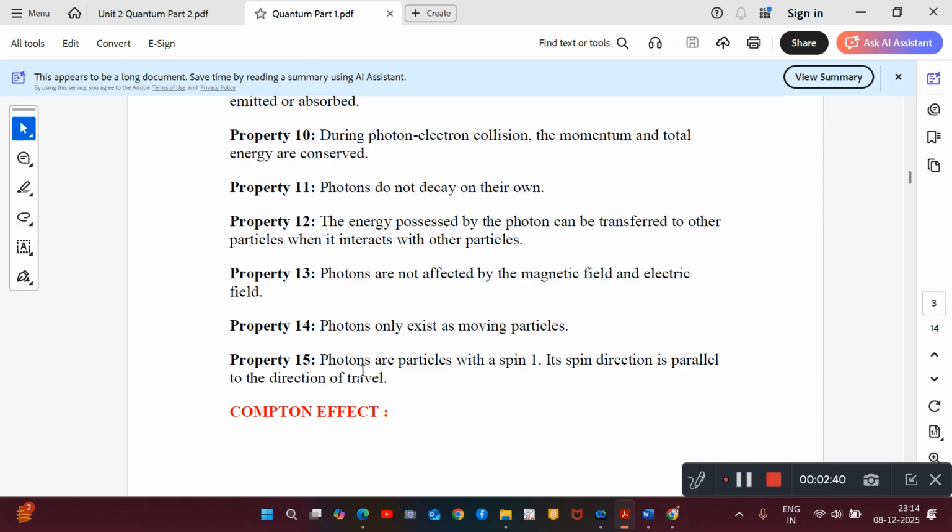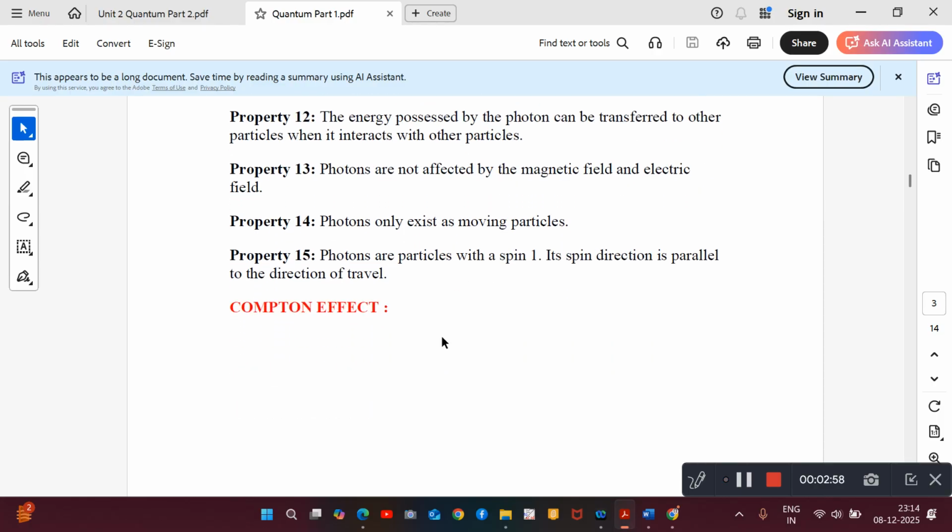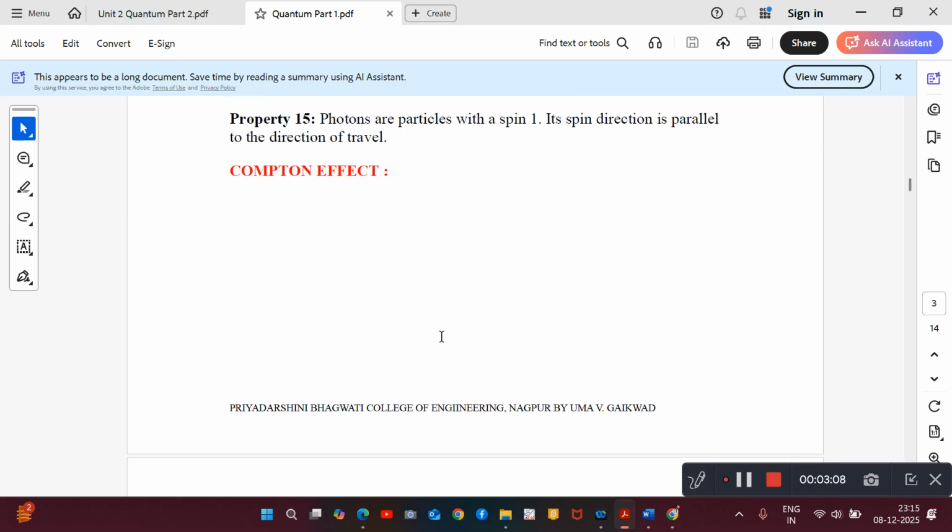Similarly, photons cannot decay. The energy possessed by photons can be transferred to another particle when it interacts with it, which we have seen in the Compton effect also. Photons are not affected by magnetic and electric fields because they don't have any charge. Photons only exist as moving particles, and a photon is a particle with spin 1. Its spin direction is parallel to the direction of travel.